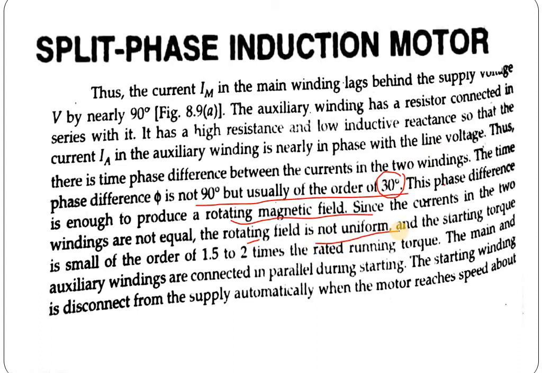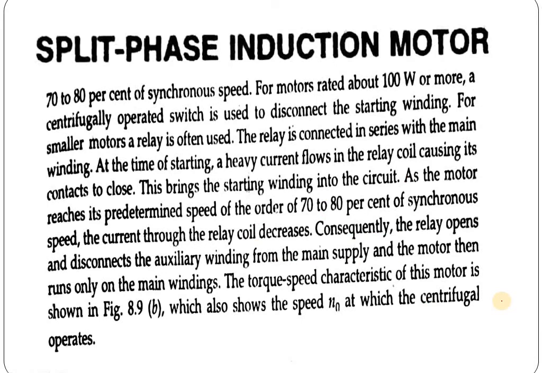The starting torque is also small, near about 1.5 to 2 times the rated running torque. The main and auxiliary windings are connected in parallel during starting, and the starting winding is disconnected from the supply automatically when the motor reaches about 70% to 80% of the synchronous speed.